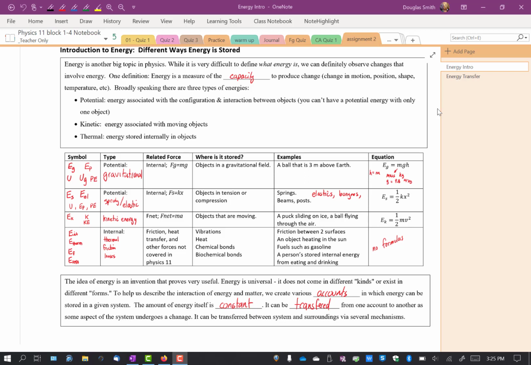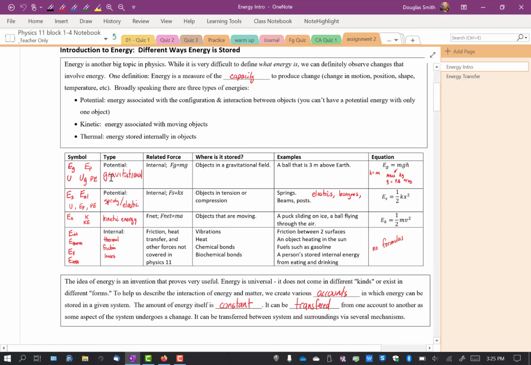I'd say that broadly speaking, energy can be split into three different categories. There's potential energies, kinetic energies, and thermal energies. Potential energies always encompass an interaction between two objects. Kinetic energy is energy associated with moving objects, and thermal energy is this idea of the energy that's internal to an object or a system.